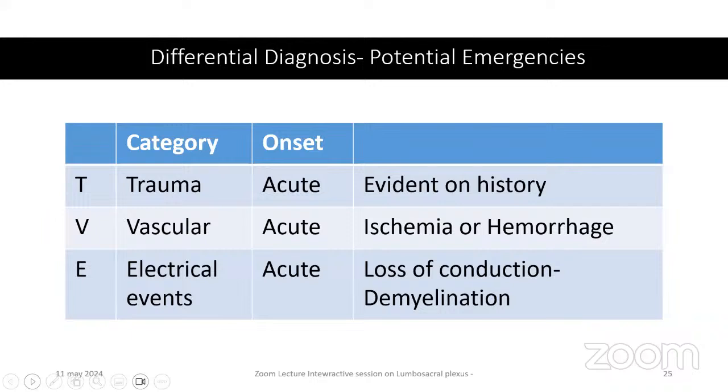Electrical events, they are loss of conduction, demyelination. So these are the important acute categories. These are the three acute categories you have to remember.